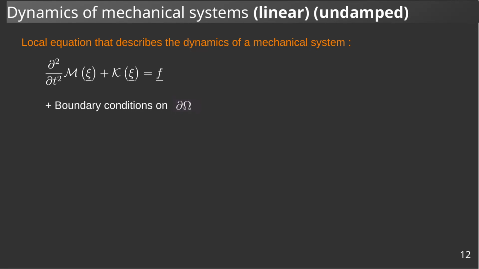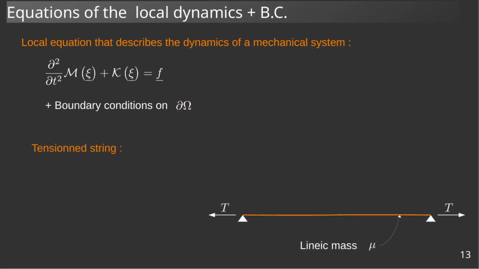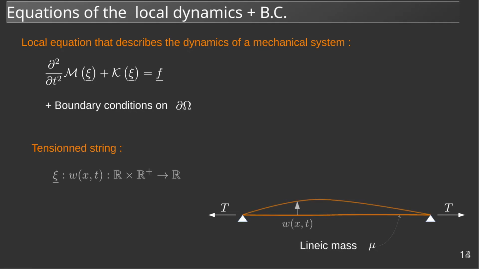Let us start with the very simple and classical case of the tension string. Consider a flexible string of linear mass μ stretched between two fixed points and subjected to a tension T. The kinematic variable here is the displacement field perpendicular to the segment of the string at equilibrium. It is noted W and depends on the abscissa x and on time.